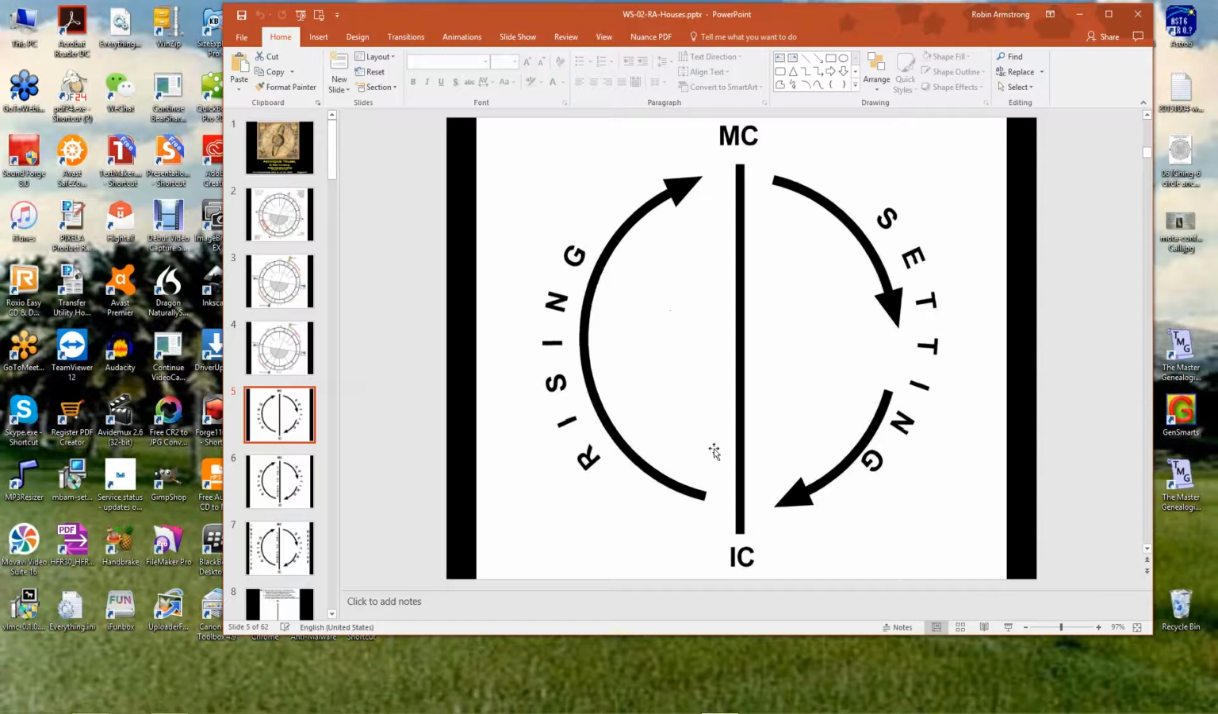Same logic, but the rising half, so the half of the sky that's rising, and there's a half that's setting. These are our two yin and yang, or our two basic factors for the signs, for the houses. And now, what does it mean? How does it work? Like, what happens?